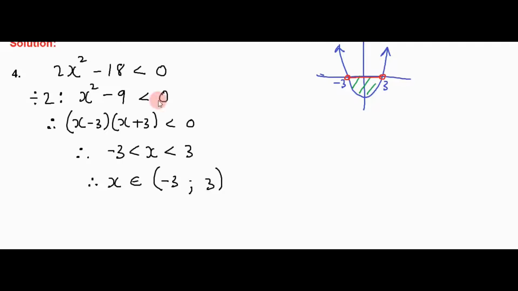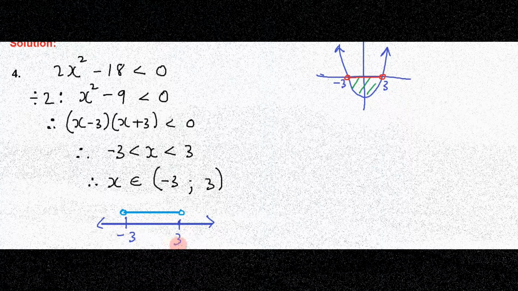The solution on a number line will look as follows. It's going to be a solid line from negative 3 to positive 3, but we have open circles at negative and positive 3, showing that we are excluding these two values.